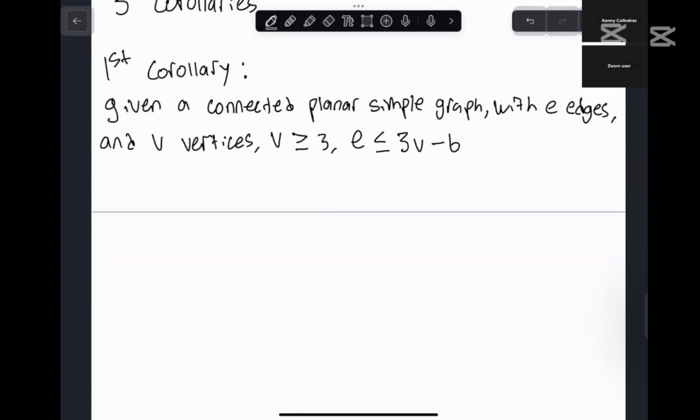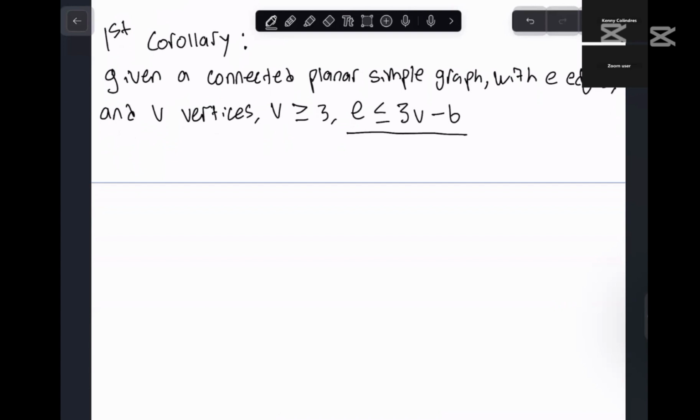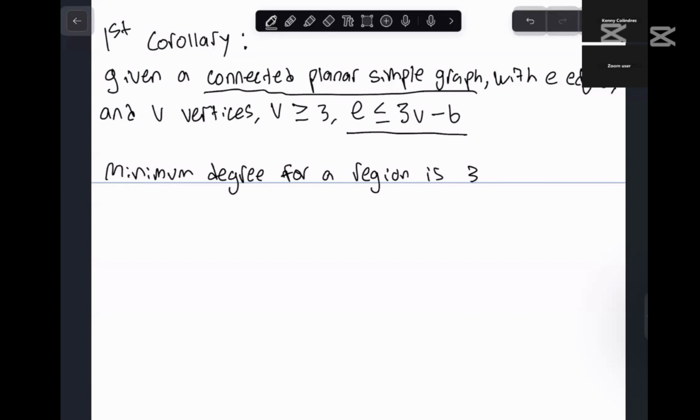So here what I'm going to do is use some basic knowledge and definitions that we know about planar graphs and of course Euler's formula, and I'm going to arrive at what the corollary states. So before we actually begin, we need to know that regarding connected planar simple graphs, the minimum degree that a region can be is 3. And we know that because the corollary holds for connected planar simple graphs, there has to be at least 3 points that form a region. So that is one of the key ideas that we're going to use when proving this.